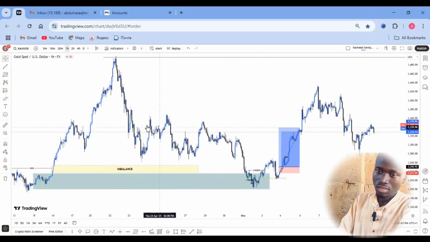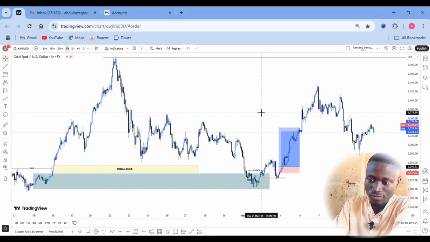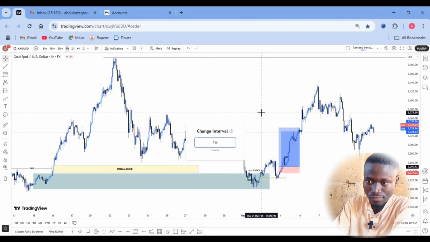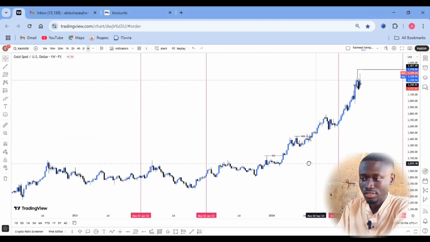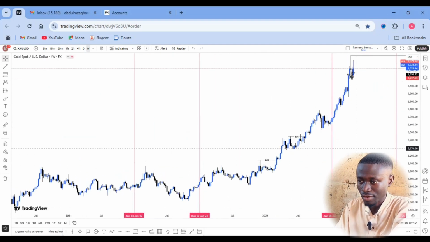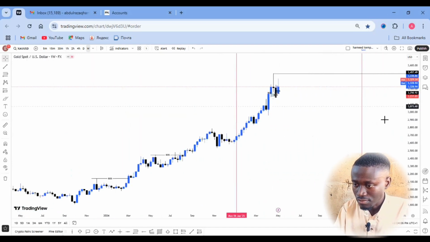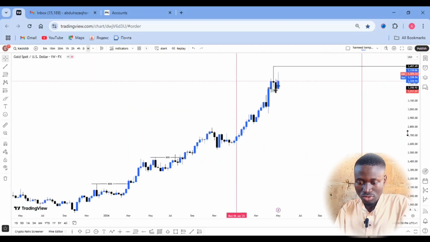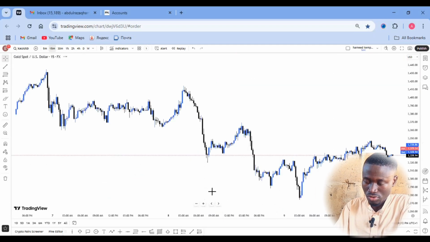This is XAUUSD. First things first, let's go to the weekly time frame. Here on the weekly time frame, this is what we have. Before I clear this, let me just show you something. I want to clear this, but there's something I want to show.